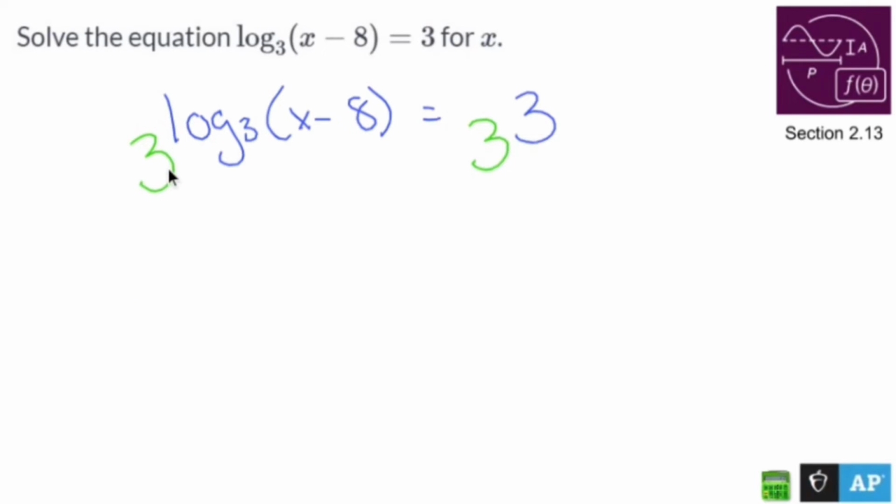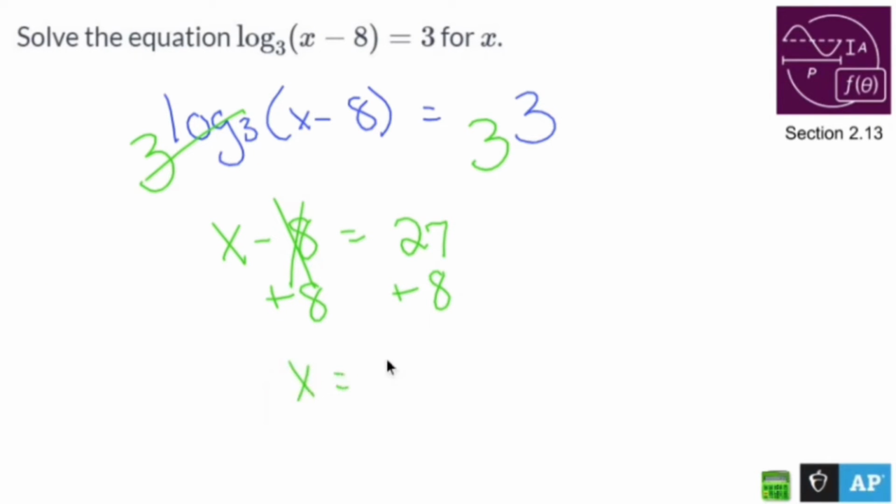Take 3 to the power of both sides, and that allows these guys to cancel out, and you can drop down an x minus 8. 3 to the third is 27. Add 8 to both sides. x is going to equal 35.